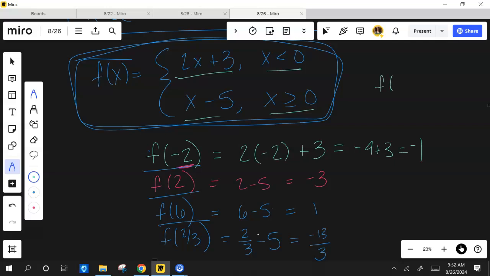What about f of 0? I hear both of them. I hear bottom one. Why is it the bottom one? Look at this little line under here. That tells me I have to use that equation, so 0 minus 5 is negative 5. Let me give you another function. I'm going to make it a little bit harder.